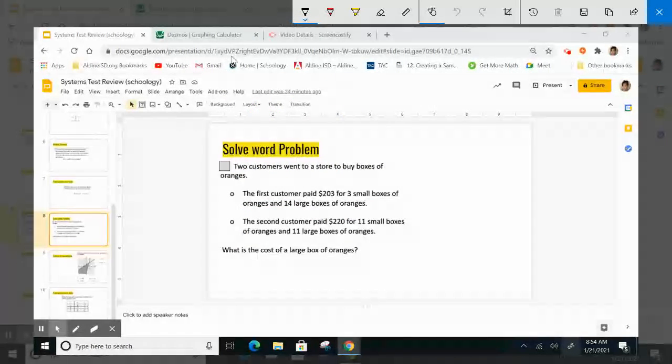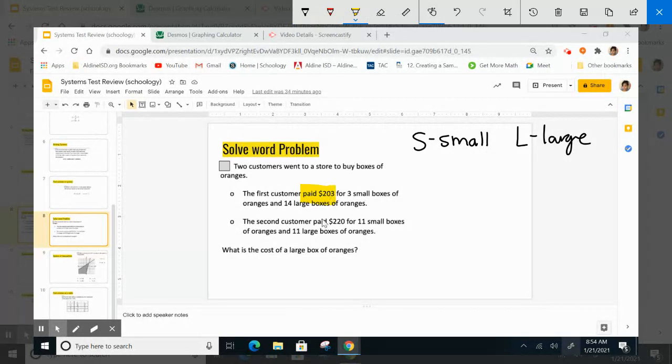So we should recall that the first thing we need to do is identify our two variables. The things that they are buying are S for the small boxes, and then we would use L for the large boxes, right? Then I taught you that you want to look for totals. So customer one paid $203, while customer two paid $220. So when I write my equation, equation one will equal 203, and equation two will equal 220.